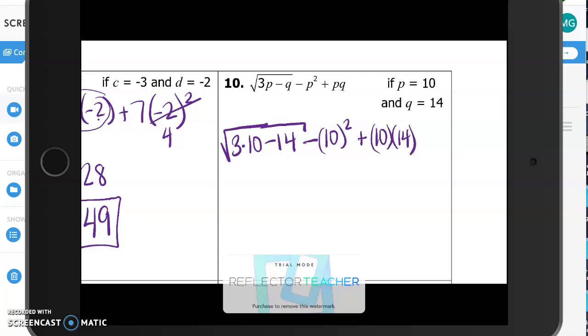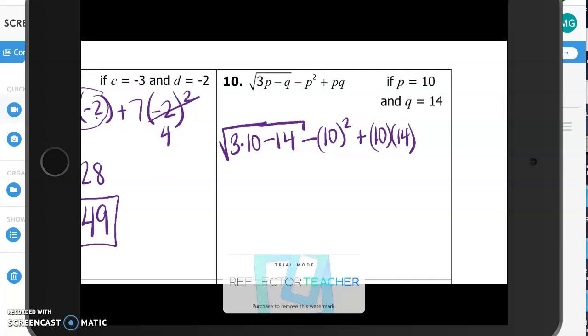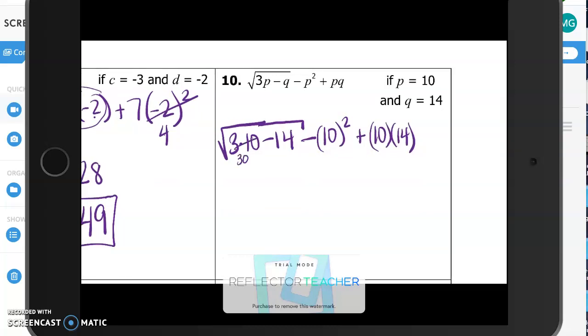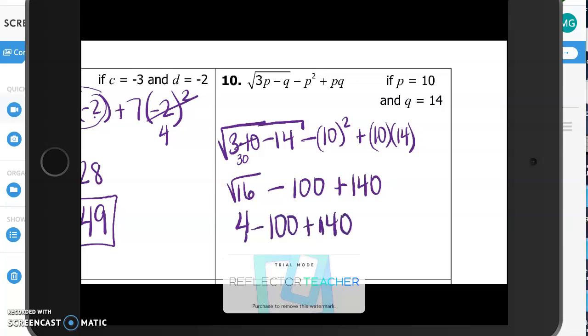So when you have the square root, you need to do everything underneath of it first. Get down to one number. So 3 times 10 is 30. 30 minus 14 is 16. So I have the square root of 16 minus 10 squared is 100 plus 10 times 14 is 140. Square root of 16 is 4. So 4 minus 100 plus 140. That gives me 44.